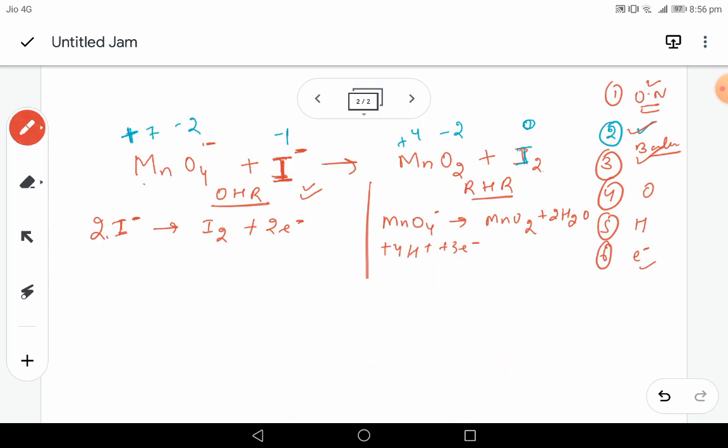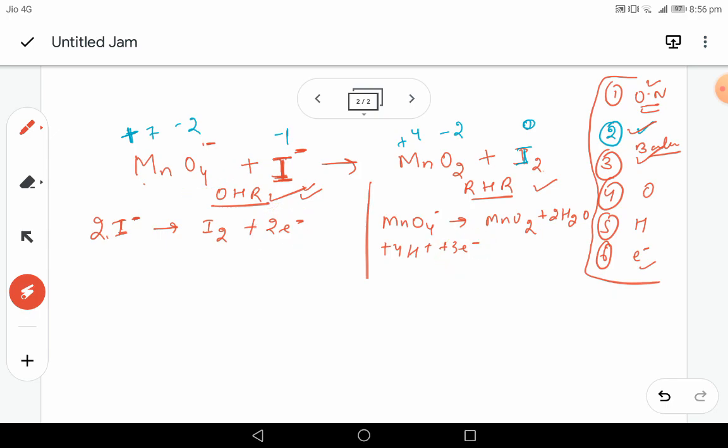Now we have followed these 6 steps separately for the reduction half and for the oxidation half. Now comes the time that we have to join these two again, right? We have divided them into 2 parts. Now is the time to join them. But remember, when you are joining the 2 half reactions, make sure that the number of electrons that you have added becomes equal in both the oxidation and reduction half.